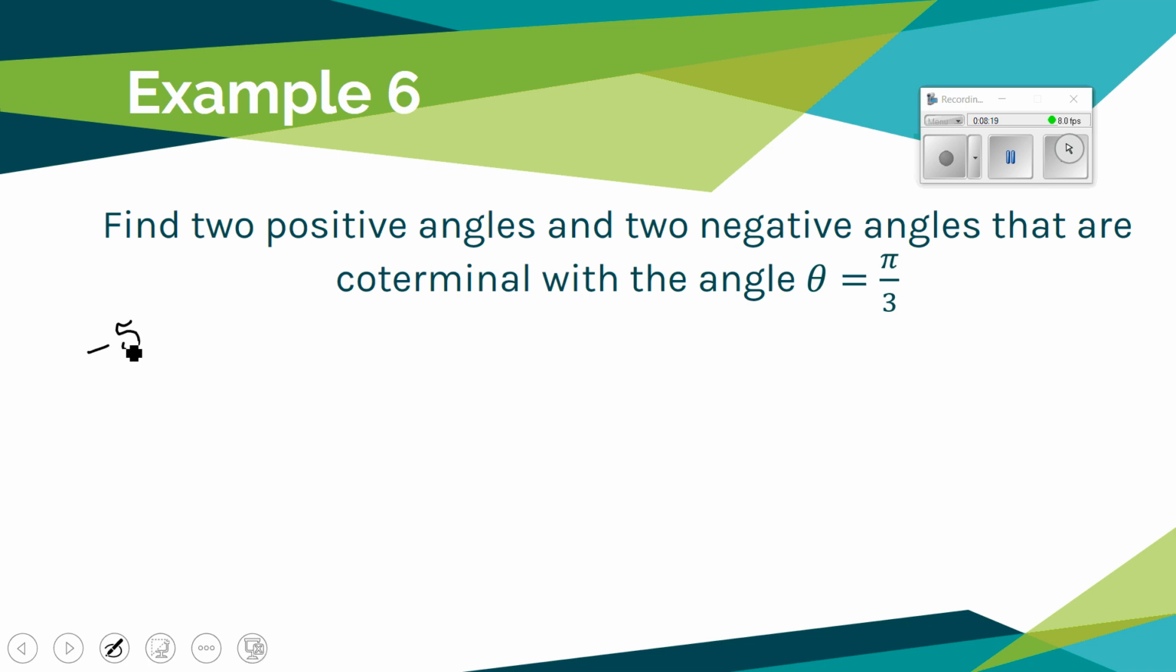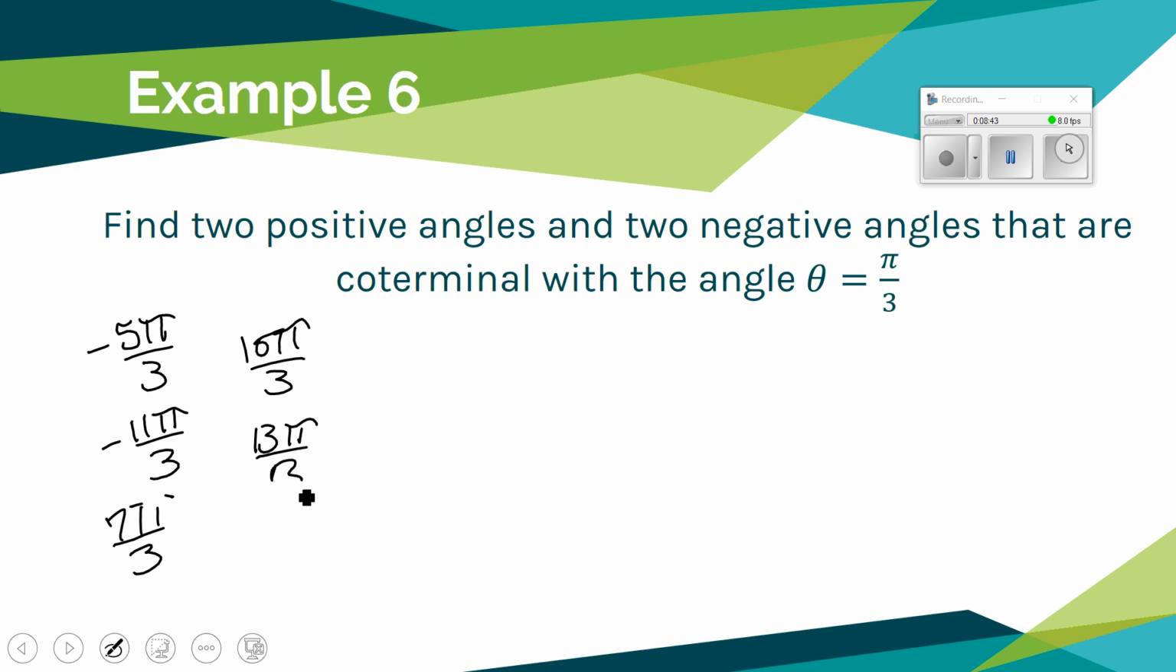All right, I hear negative 5 pi over 3. I hear 10 pi over 3. I hear 7 pi over 3. I hear negative 11 pi over 3. I hear 13 pi over 3. That's okay. I'm just like, shout out your answers. And it's okay if they're wrong because we are just now first learning this, okay?